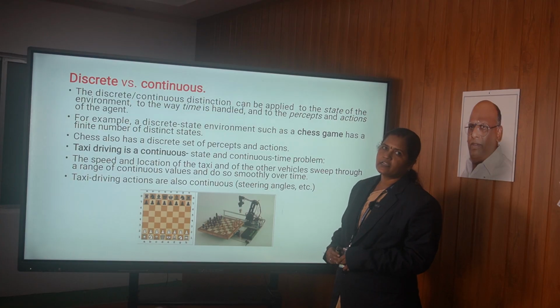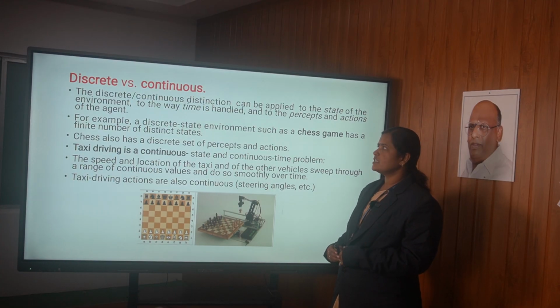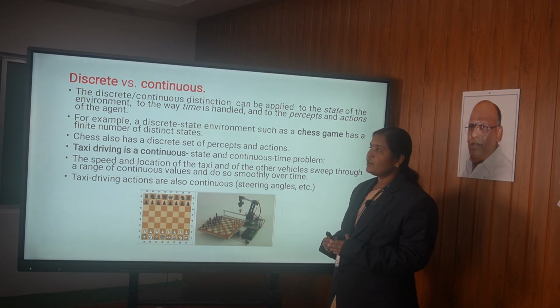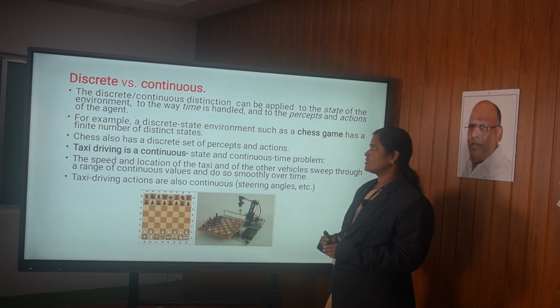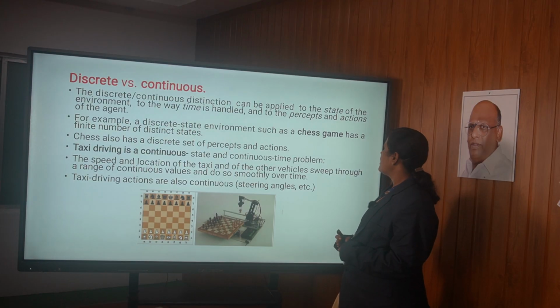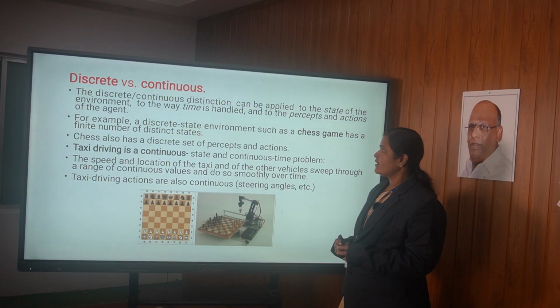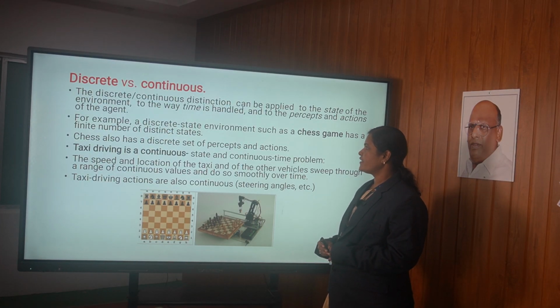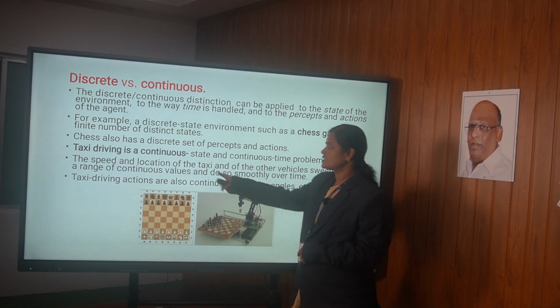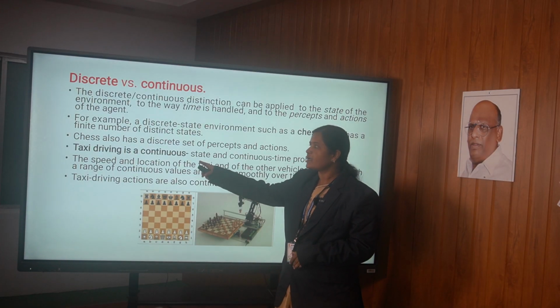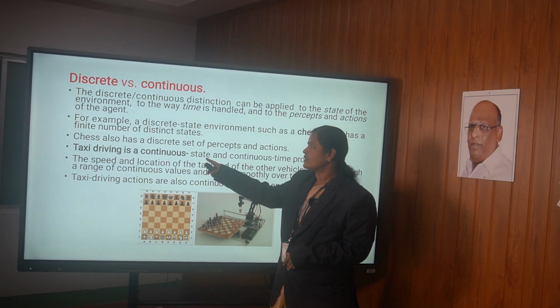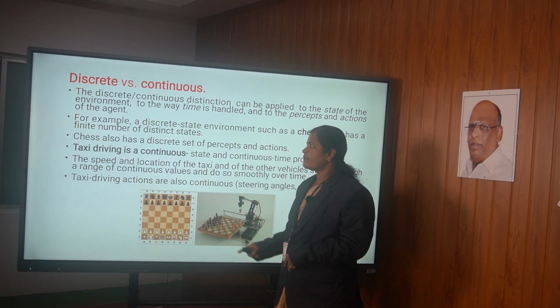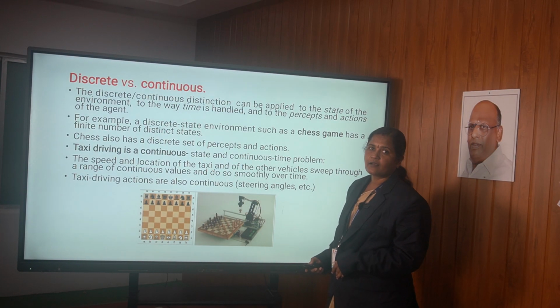Discrete versus continuous. How is the environment changing? Is it changing with respect to steps? Then it is called discrete. How it is taking the inputs, how it is taking actions, will decide whether it is a discrete type or continuous type environment. So for example, taxi driving is continuous. It has to monitor the environment continuously. So that is why it comes under a continuous environment. Whereas chess comes under discrete.